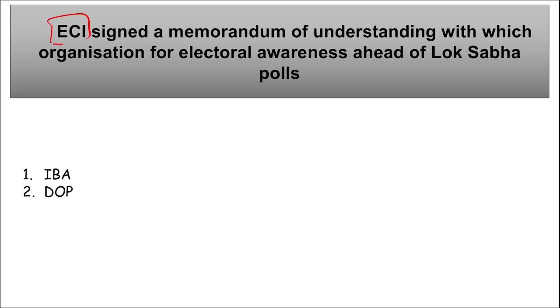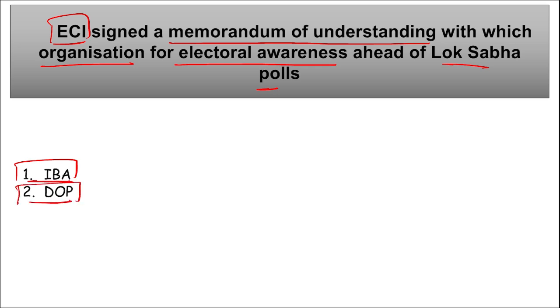Next is ECI, Election Commission of India. They signed an MOU with which organization for electoral awareness ahead of Lok Sabha polls? So, Election Commission of India, they signed a memorandum of understanding with IBA, that is Indian Banks Association, and Department of Post, that is DOP, that comes under the Ministry of Communication.